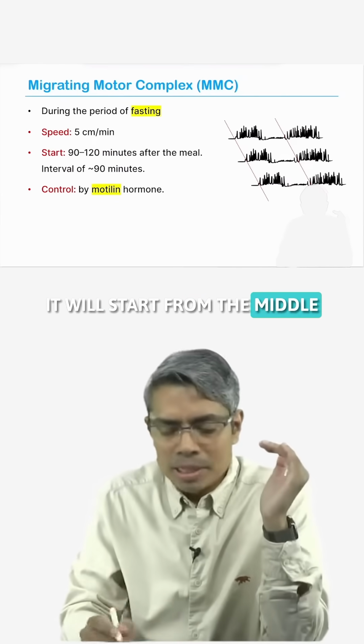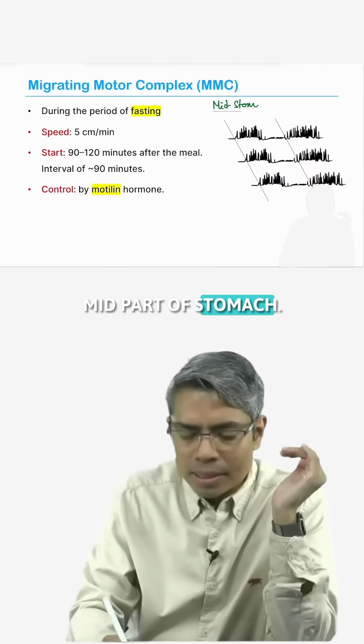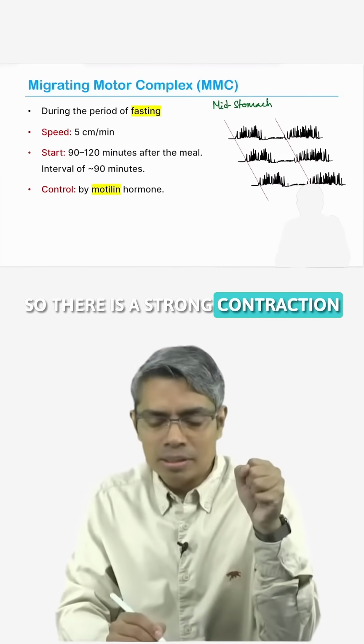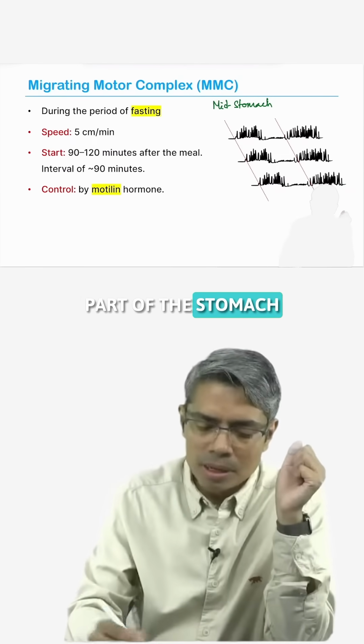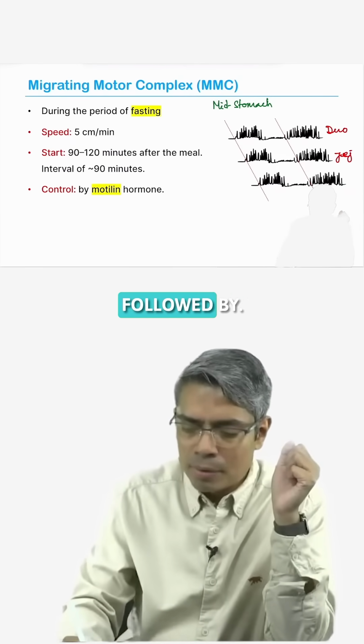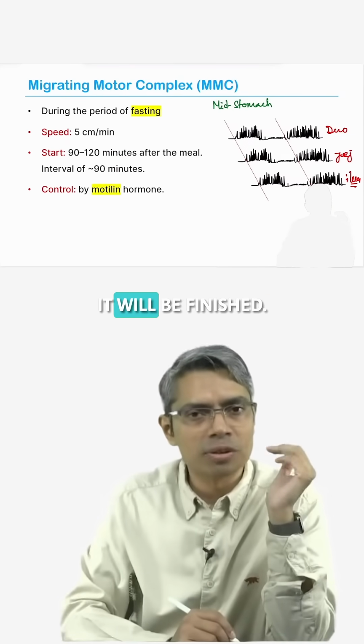It will start from the middle part of the stomach. Then there is a strong contraction which will move from the mid part of the stomach up to the level of the duodenum, then it will go to the jejunum, followed by the terminal ileum, and at the level of the terminal ileum it will finish.